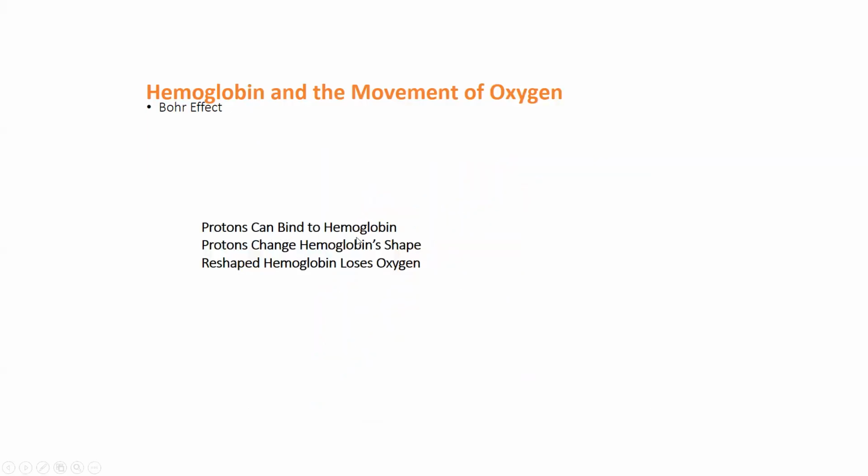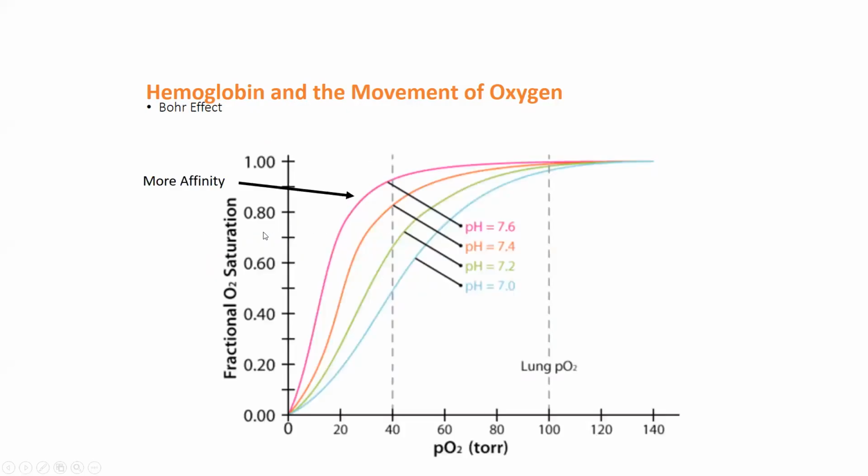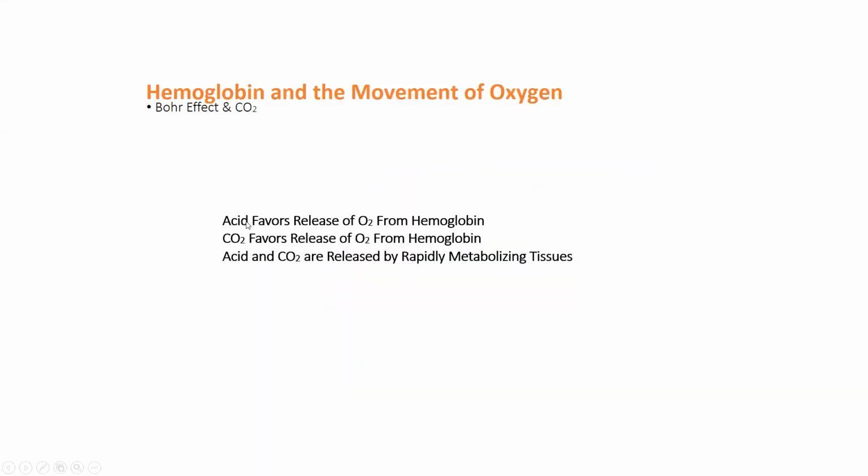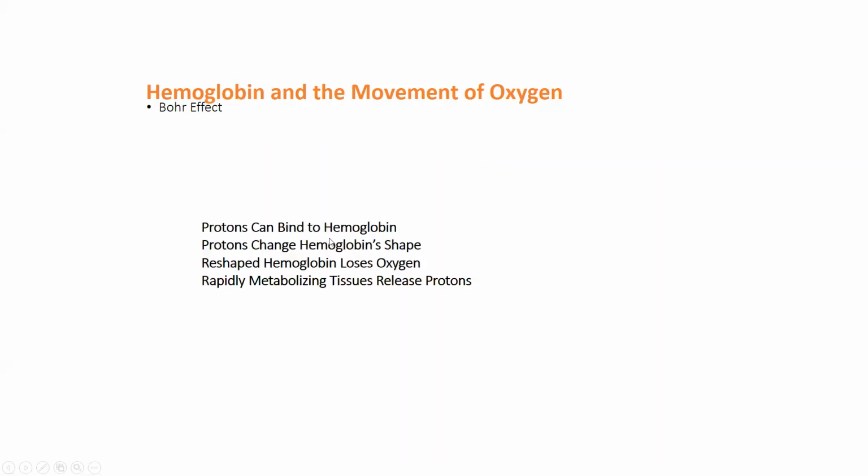So the protons combine with the hemoglobin. The protons change the hemoglobin shape, and the reshaped hemoglobin loses the oxygen. So the acids do not bind here, they favor the release. The acids favor the release of oxygen from hemoglobin. Carbon dioxide favors the release of oxygen from hemoglobin. But the hydrogen proton combines with hemoglobin, and the protons change the hemoglobin shape from the R state to the T state.